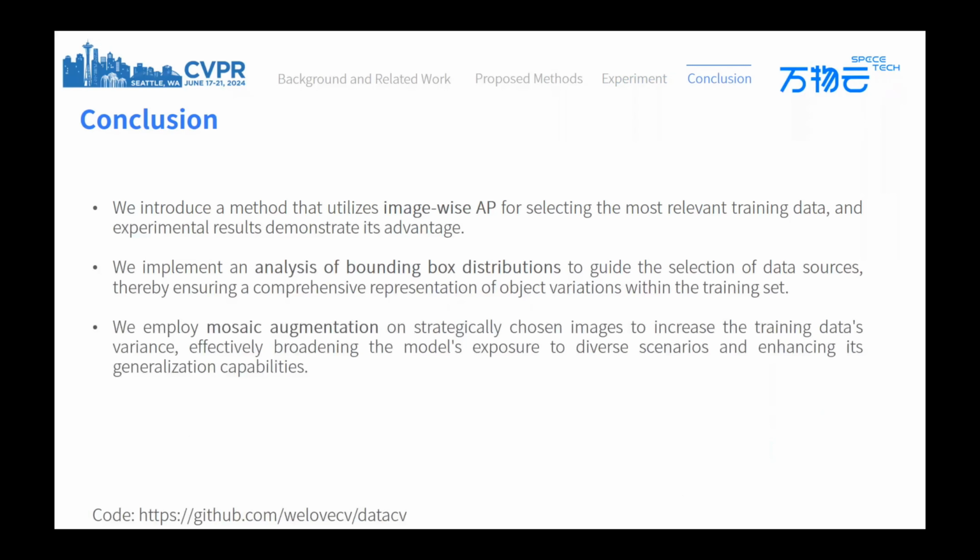Therefore, in conclusion, we introduce a method that utilizes the image-wise AP for selecting the most relevant training data, and experiment results demonstrate its advantage. Secondly, we implement an analysis on the bounding box distributions to guide the selections of the data sources. And last, we employ the mosaic augmentation on the images to increase the training data's variance, efficiently broadening the model exposure to diverse scenarios and enhancing its generalization capacities.